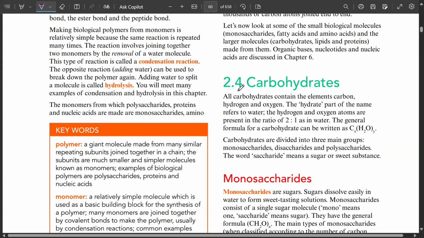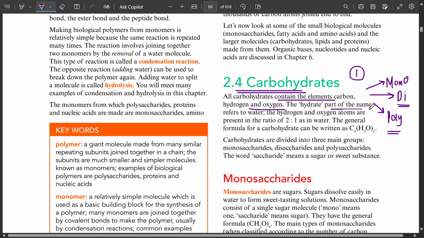Now we are going to do all three of these in detail. The first one we are going to study today are carbohydrates. And carbohydrates are found in three forms: monosaccharides, disaccharides, and polysaccharides. Can you give me an example of monosaccharide? Glucose. Disaccharide? Sucrose. Polysaccharide? Glycogen. Amazing.